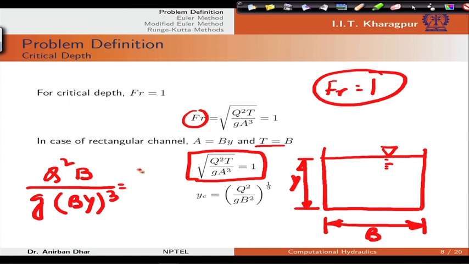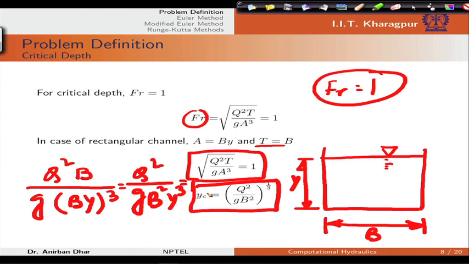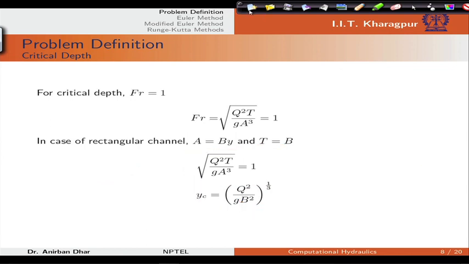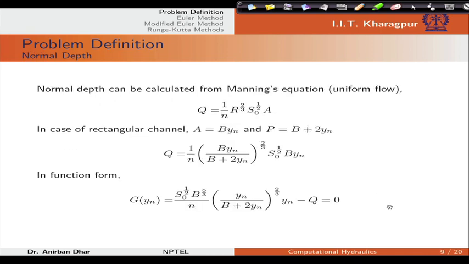So, this is nothing but q squared divided by g B squared and y cubed equals 1. From there we can get the critical depth expression for rectangular channels. Now, if I want to calculate the normal depth, it can be calculated from Manning's equation.